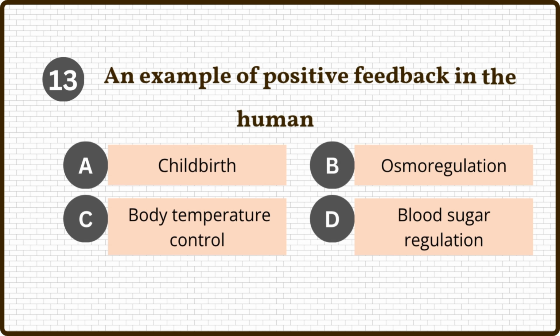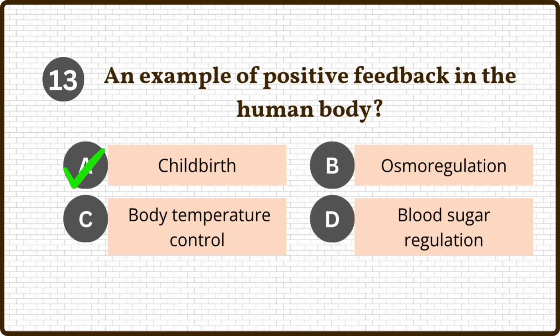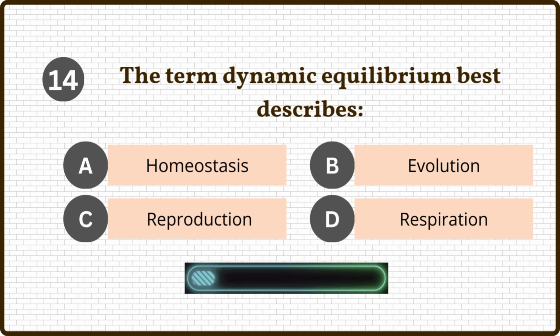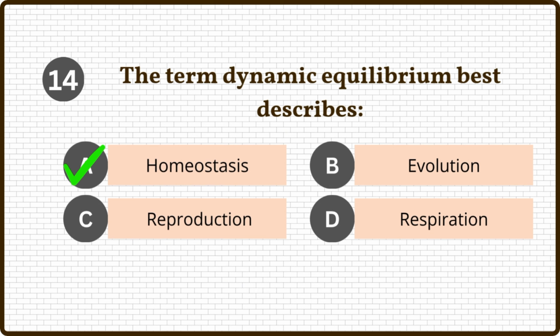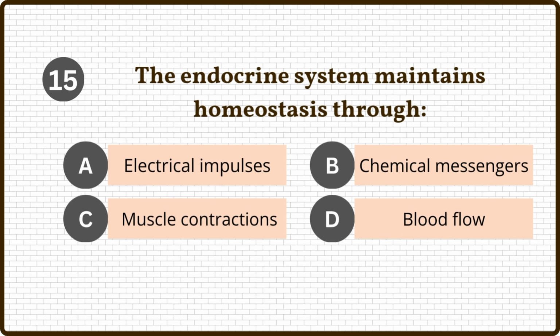An example of positive feedback in human body? Childbirth. The term dynamic equilibrium best describes homeostasis.